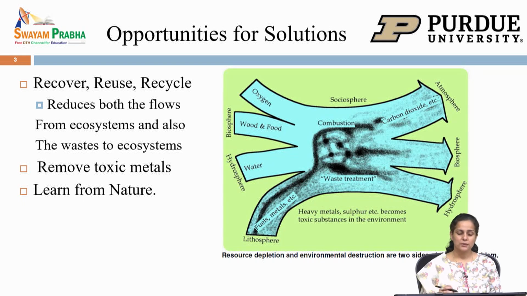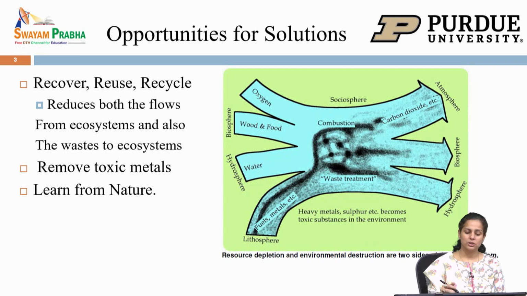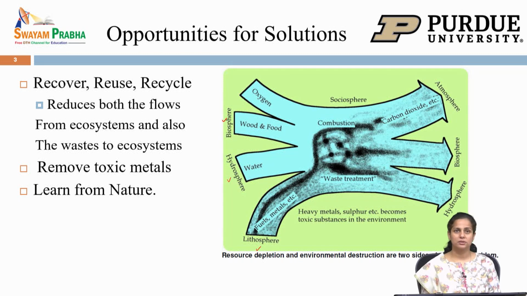What is happening is that we are interacting with the nature in terms of extracting resources from the biosphere, such as wood and food, water from the hydrosphere, and then from lithosphere we are extracting fuels and metals. The sociosphere is where the human activities or the technical activities are taking place, where we are combusting, or we are also making the processes to change the resources into valuable products for human consumption, and there is also waste treatment. Whatever is left over is being emitted to the atmosphere, biosphere, and hydrosphere.